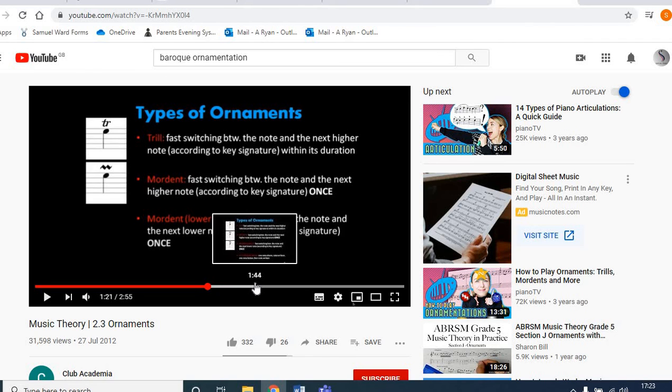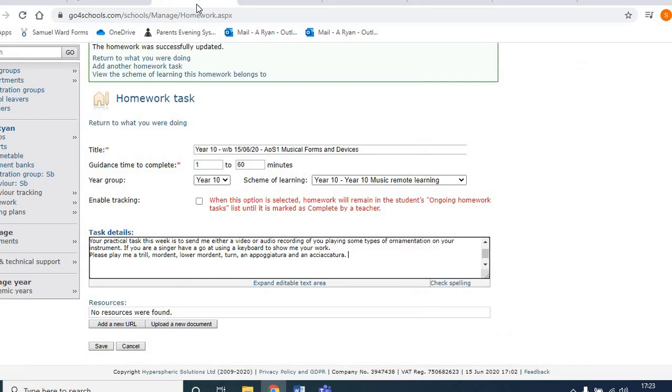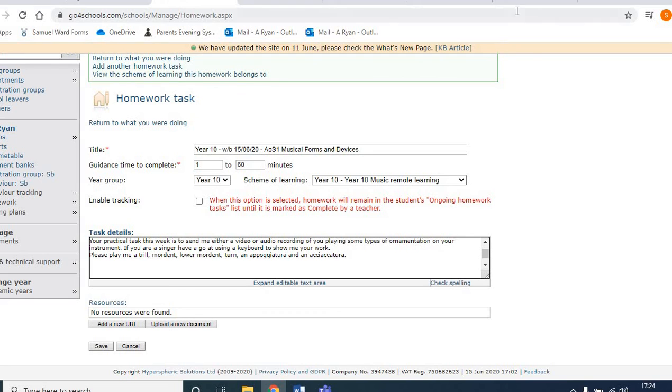What I'd like you to do for your homework, please, is send me a quick video or an audio recording, I've written this here, playing some types of ornamentation. The ones I'd like you to play are a trill, a mordant, a lower mordant, a turn, an appoggiatura and a acciaccatura. Could you please send me examples of you playing those types of ornaments, just so I know that you've really got it. That's the only thing you need to send me, is that recording, please.